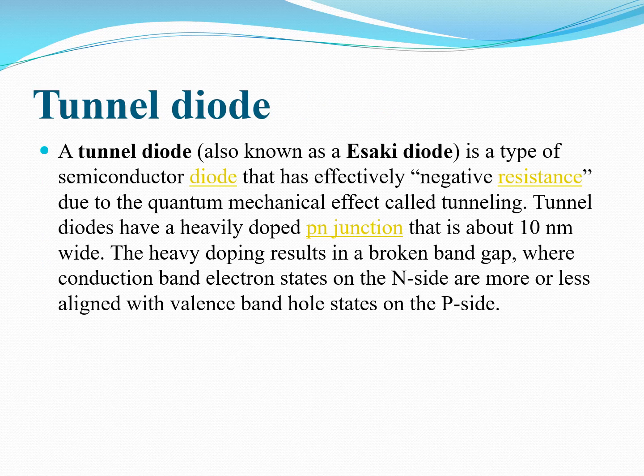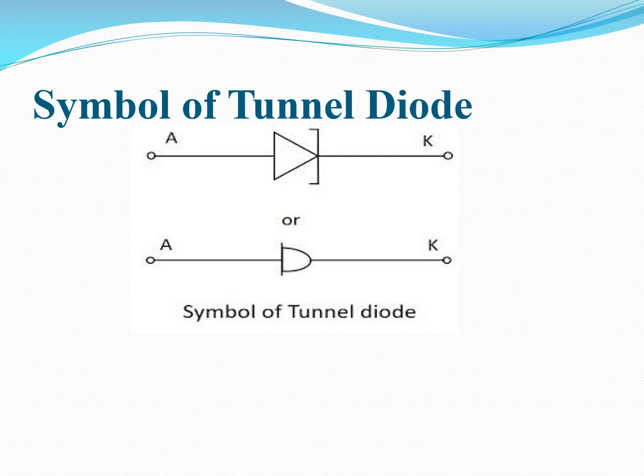Tunnel diode. A tunnel diode, also called an Esaki diode, is a type of semiconductor diode that has effectively negative resistance. Tunnel diodes have a heavily doped PN junction that is about 10 nm wide. The heavy doping results in a broken band gap, where conduction band electron states on the n side are more or less aligned with valence band hole states on the p side. This is the symbol for the tunnel diode.